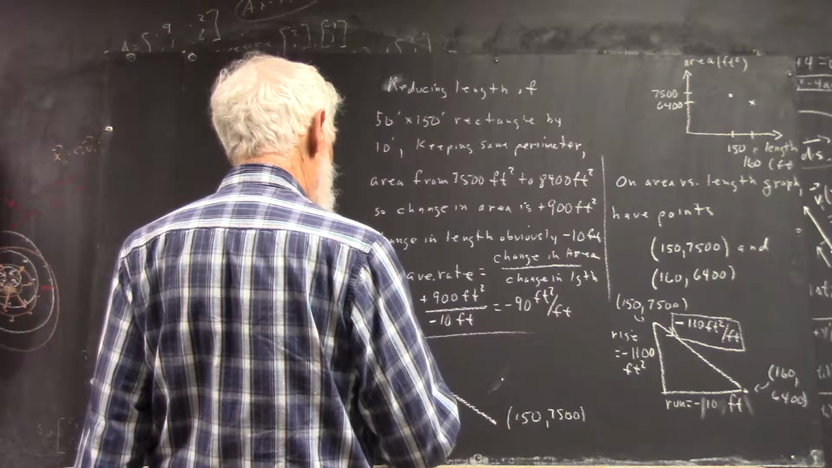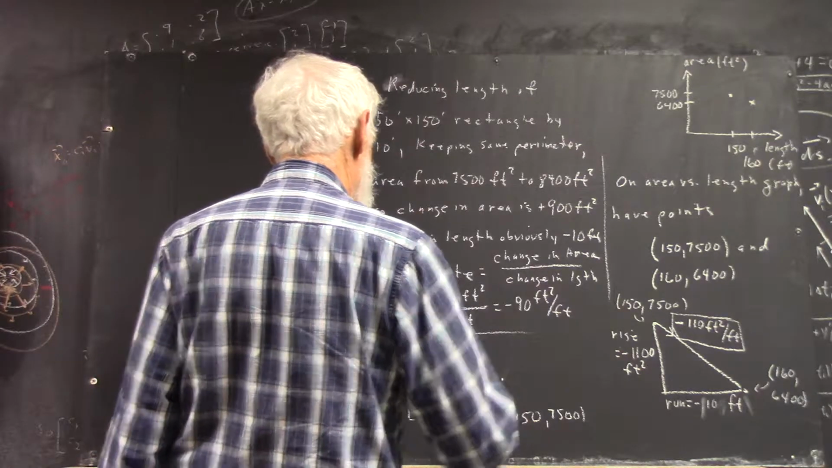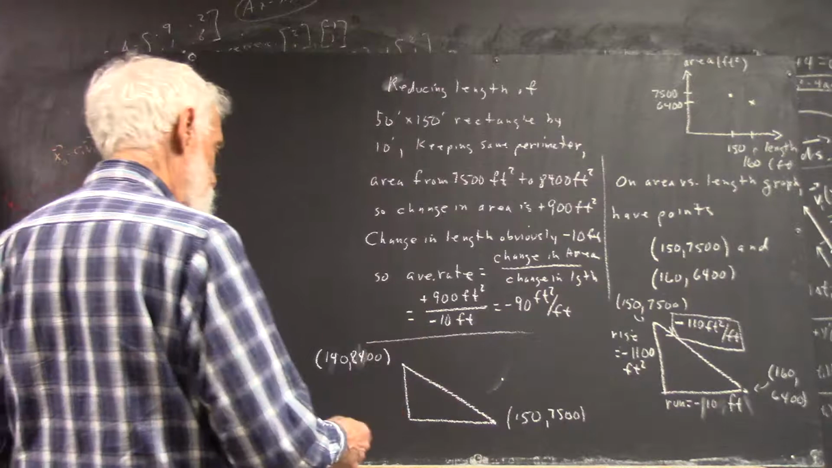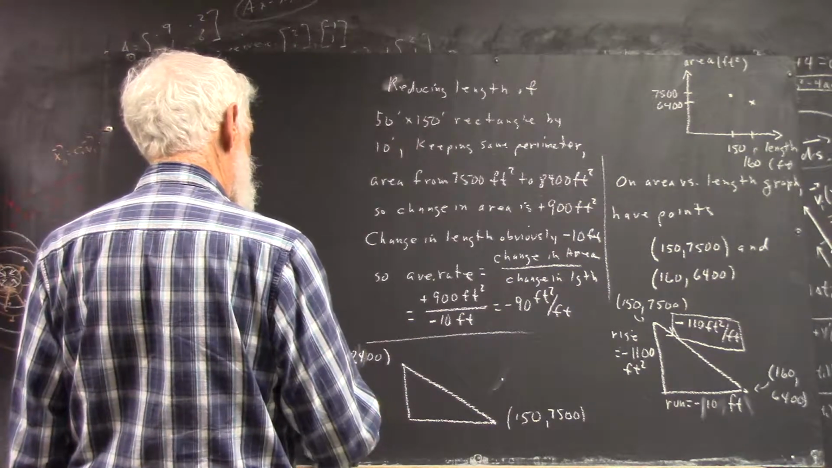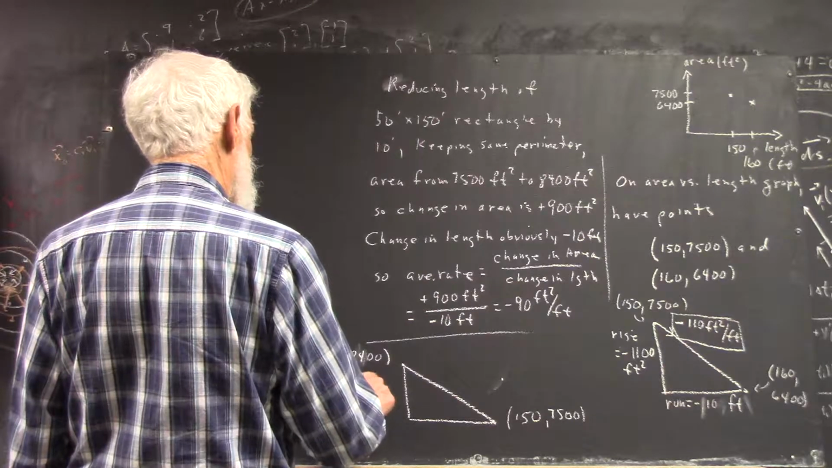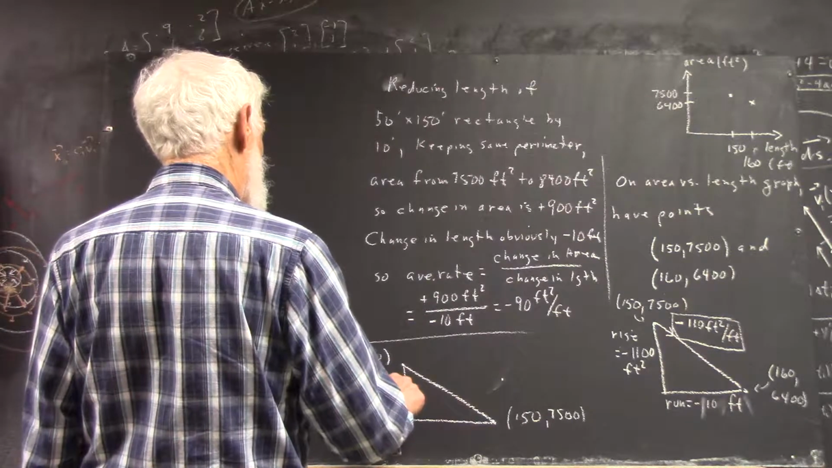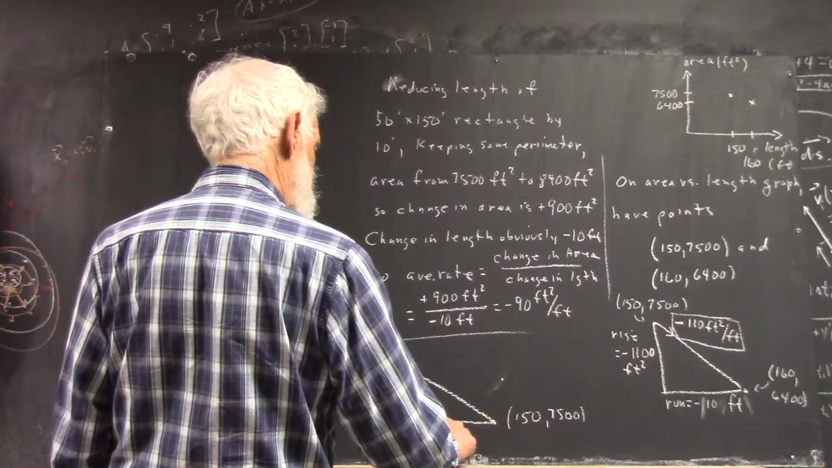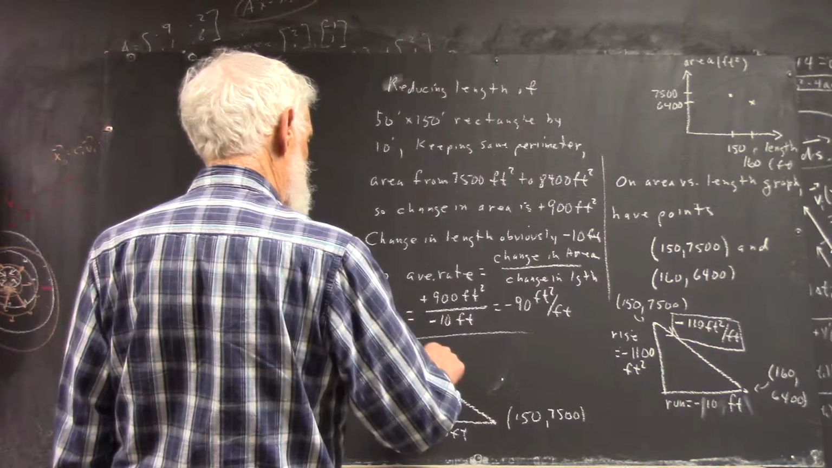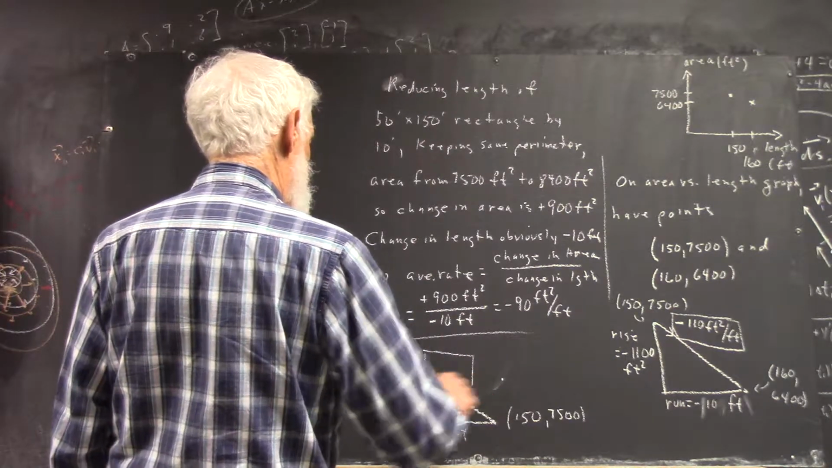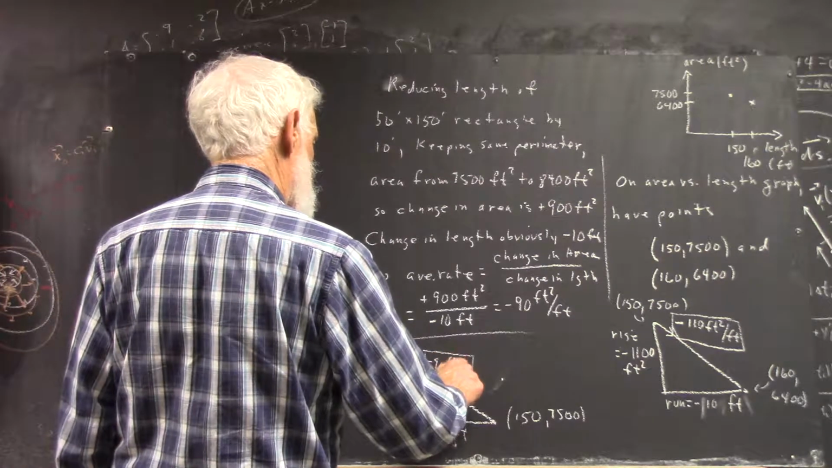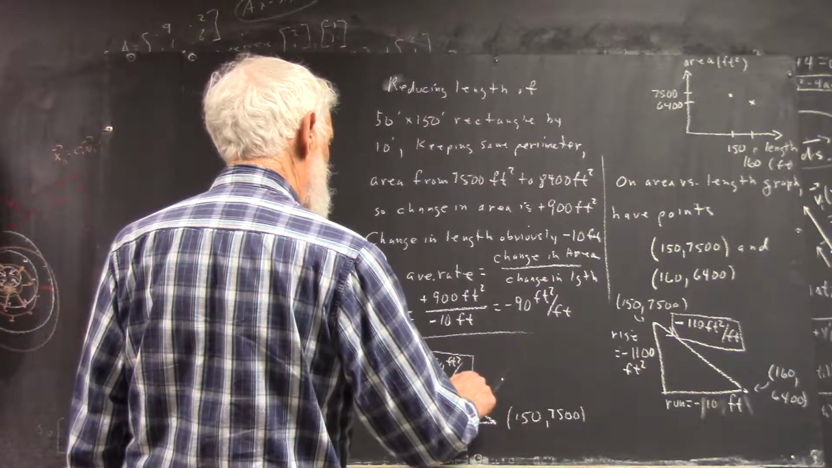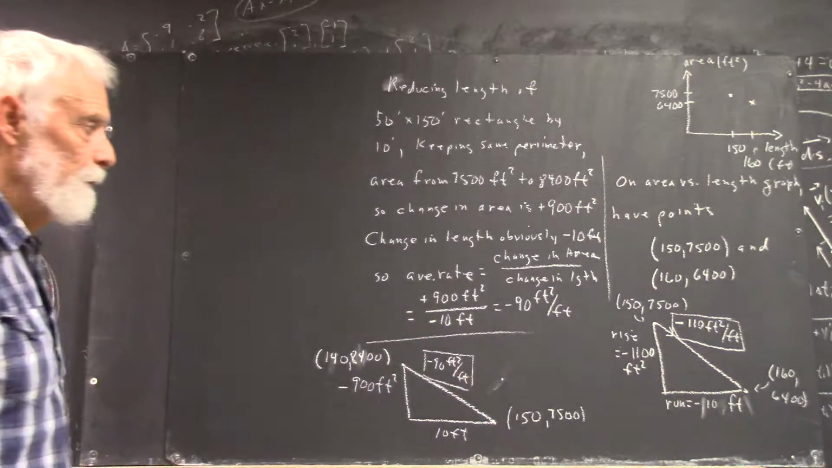So now we sketch our fundamental triangle, and just about everybody had the right fundamental triangle. So the rise is negative 900 square feet. The run is 10 feet. The slope is this divided by this, negative 90 square feet of area per foot of length. Okay?